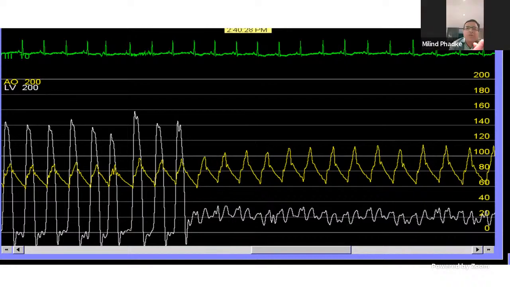We also see this when we put the balloon across the mitral valve. Sometimes the systolic pressure slightly goes down. Correct. That is how we realize that it has already crossed.